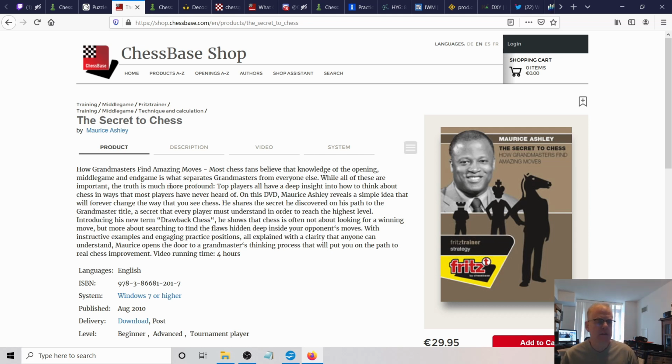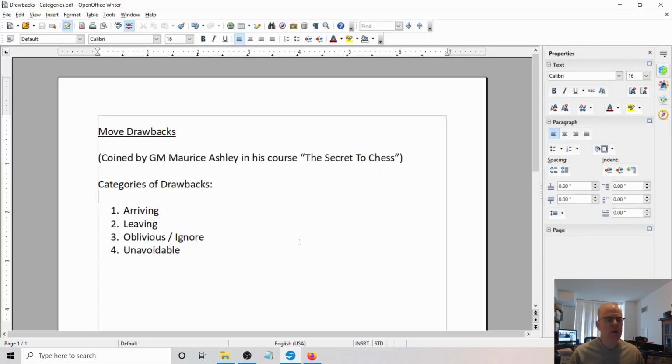And what he says basically in the course is that every move that's played in the game by both you and your opponent has some kind of drawback. And the idea, of course, is that when you move, you want to ensure that your move doesn't have any drawbacks that can be exploited. And when the opponent moves, you want to try to identify any drawbacks that occur in the opponent's move.